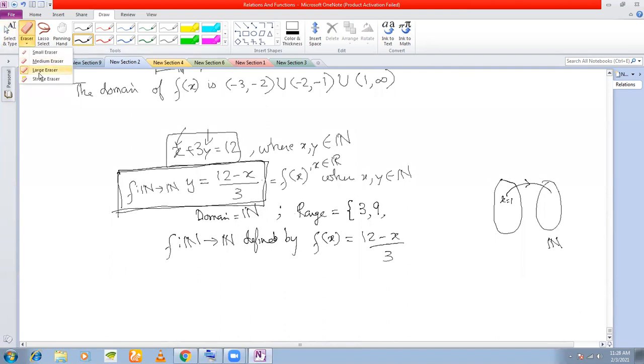Okay, so I stop here for today. We can't include 0 because x and y both belong to natural numbers, right? You cannot have x equal to 0 because x and y are both natural numbers. Okay, so that's it. I stop here for today.